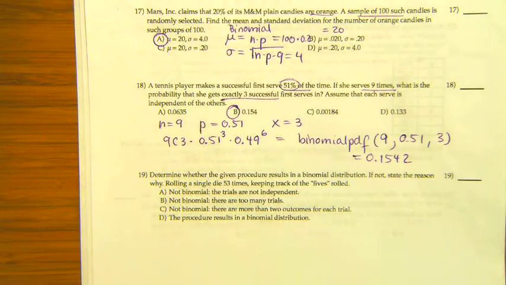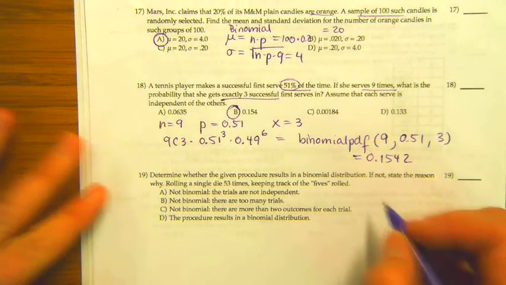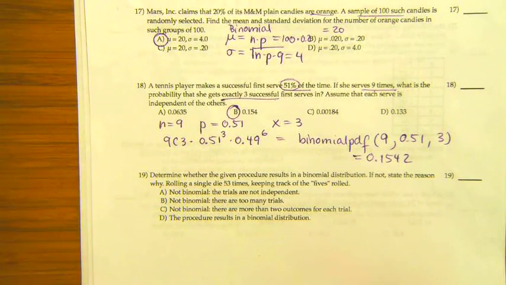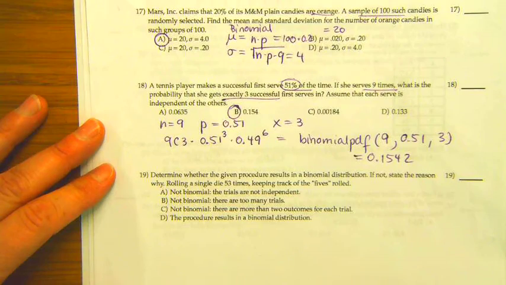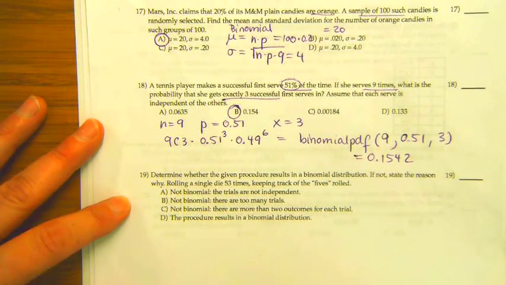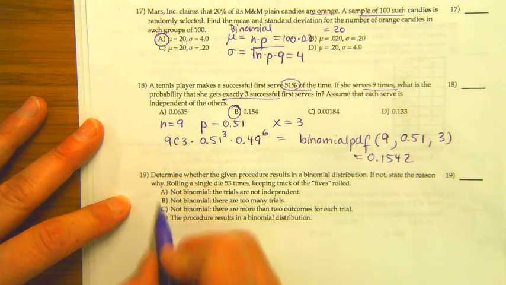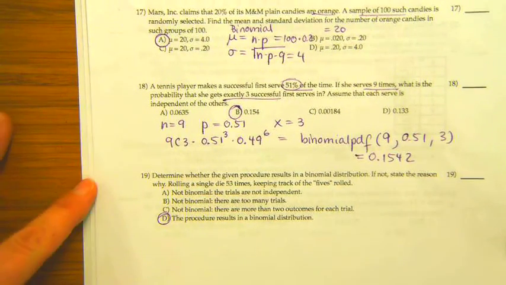Number 19 is asking us to identify whether it's binomial or not. So it says rolling a single die 53 times, keeping track of the 5s. It is, because we have 2 outcomes. Either you roll a 5 or you don't. Each roll is going to be independent from another. We have a fixed number of trials, and the probability of rolling a 5 remains the same. It's just 1 out of 6. So this is a binomial probability.